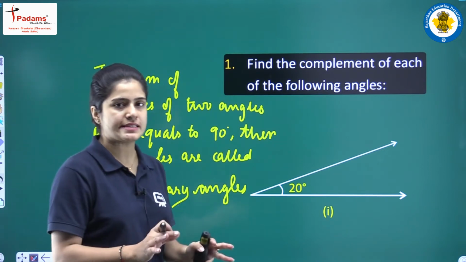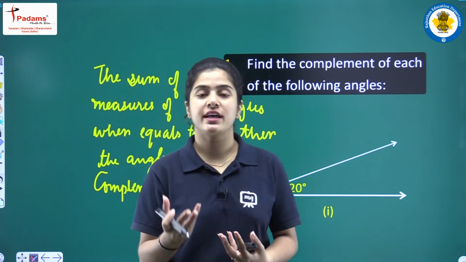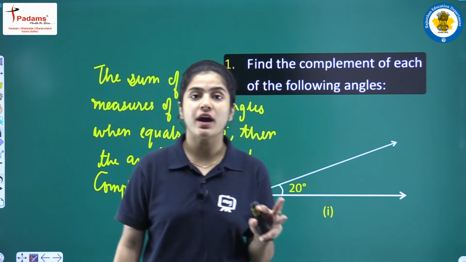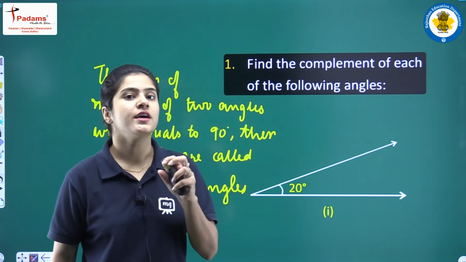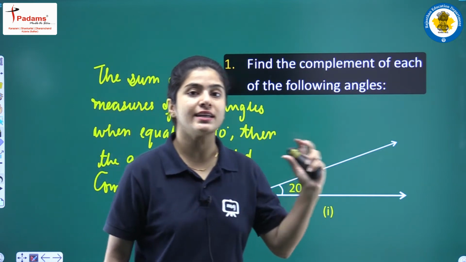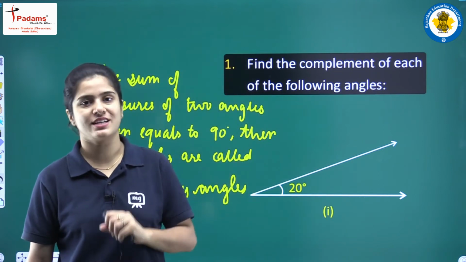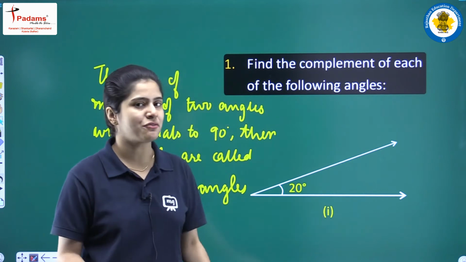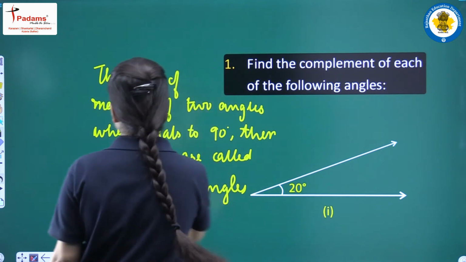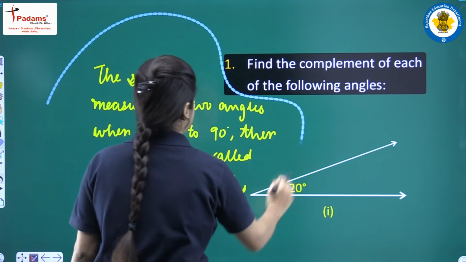Okay students, so whenever you are given an angle and you are asked to find out the complement of that angle, then what you need to do? You have to subtract that angle from 90 degree. So we'll subtract this 20 degree from 90 degree. Let's do it now.